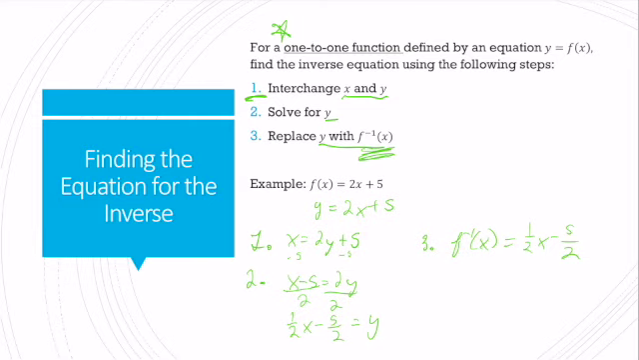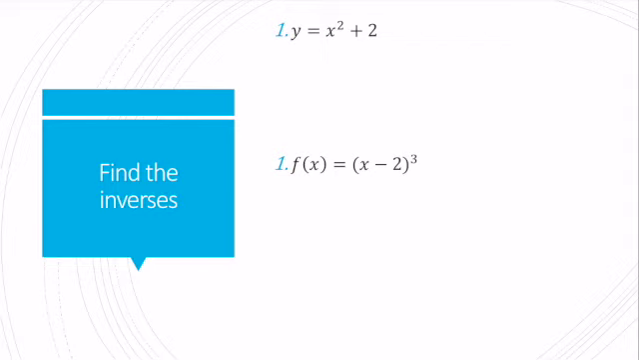So let's take a look at another example. What if I'm given y equals x squared plus 2? This graph is a parabola. It's a function, but is it one-to-one? No. So the inverse does not exist because it's not a one-to-one function.